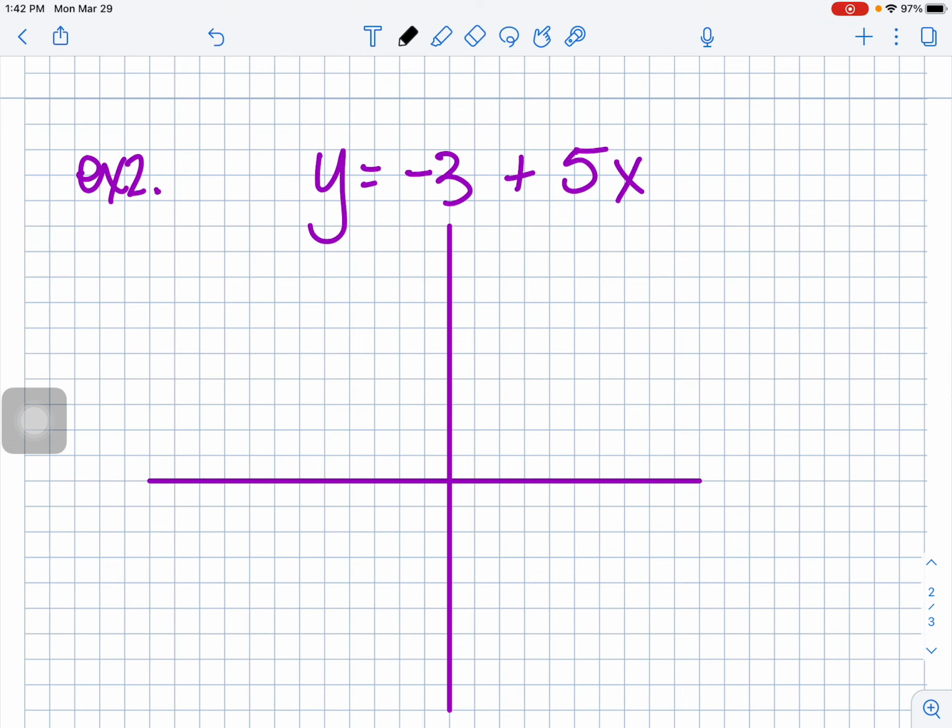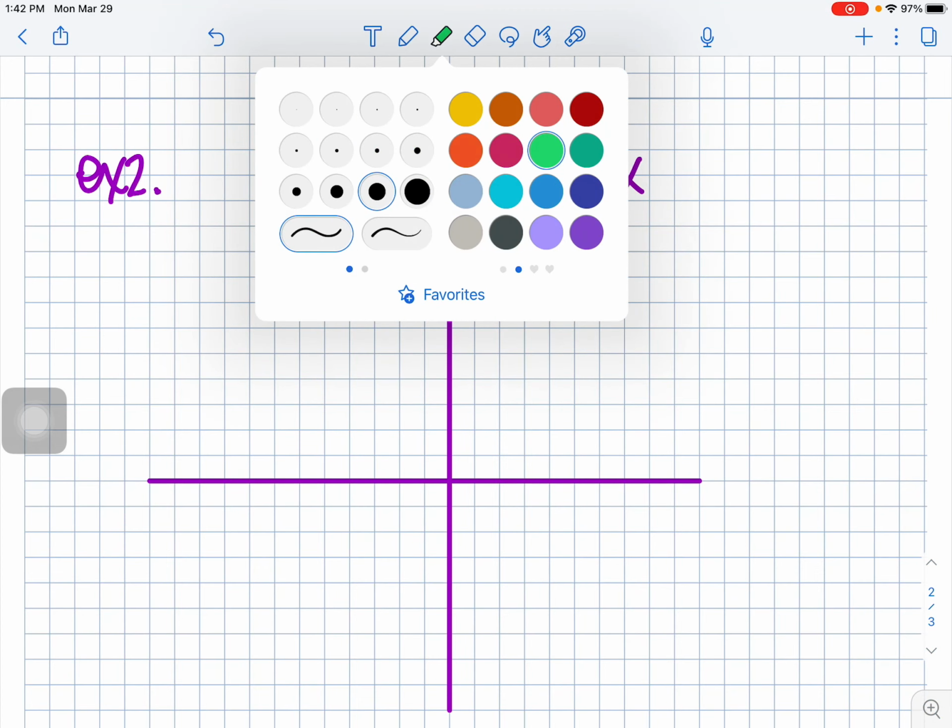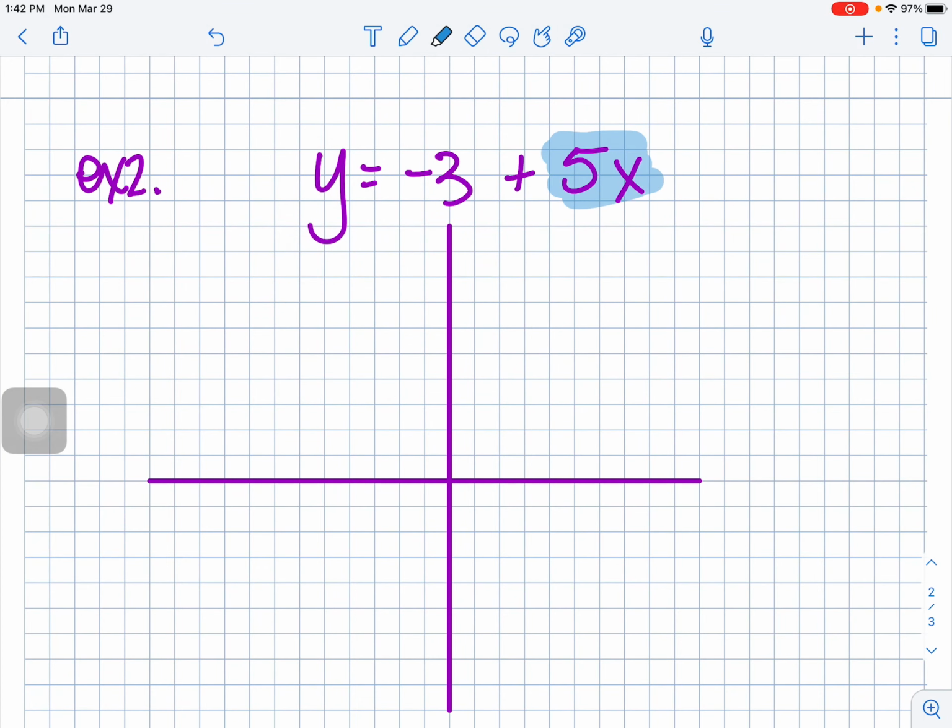This one, let's try again. Which one is the slope? Which one is the y-intercept? The number with x is always the slope. So 5 has an x, it's a positive 5. I need to turn that 5 into a fraction. You can always turn a whole number into a fraction by putting it over 1, or dividing it by 1. So 5 is my rise. I'm going to go up 5 because it's positive, and I'm going to go to the right 1 because it's positive. So up and to the right.